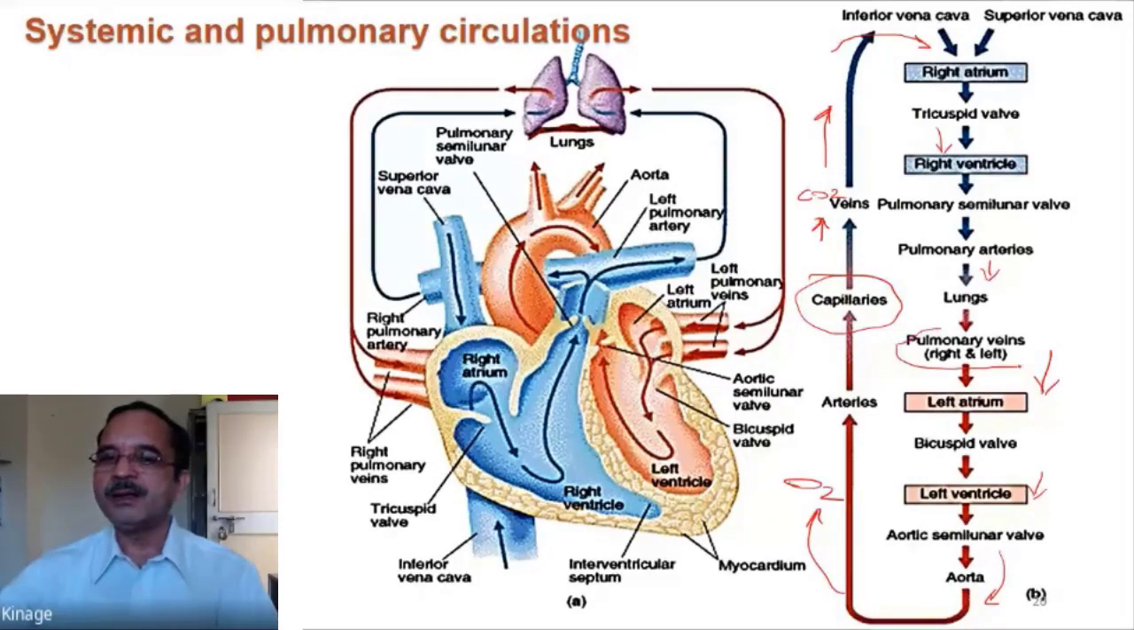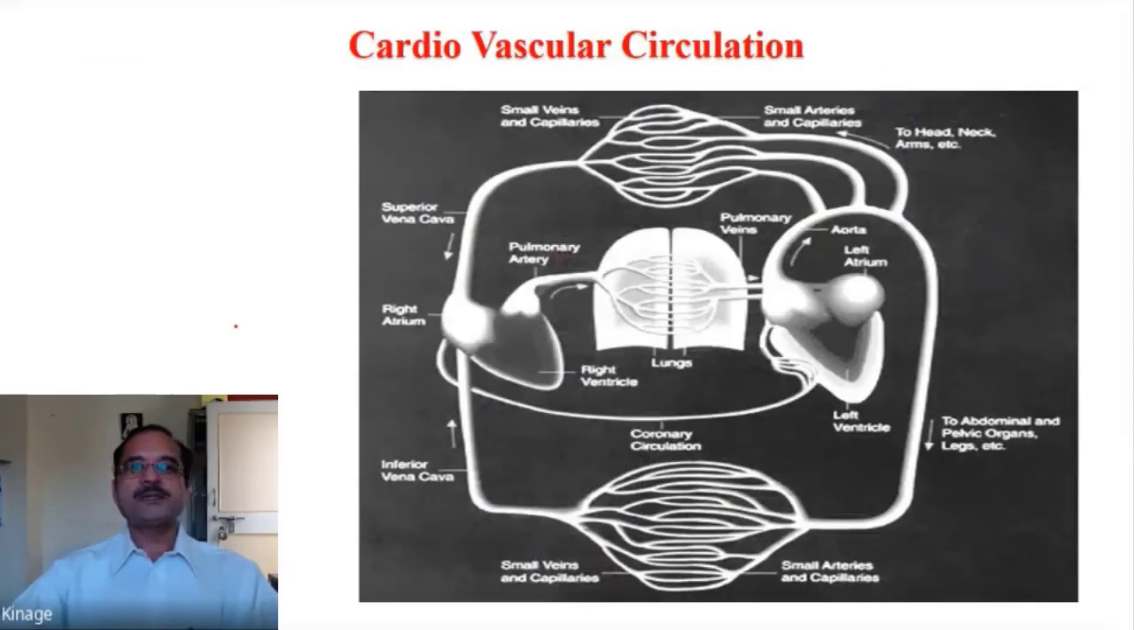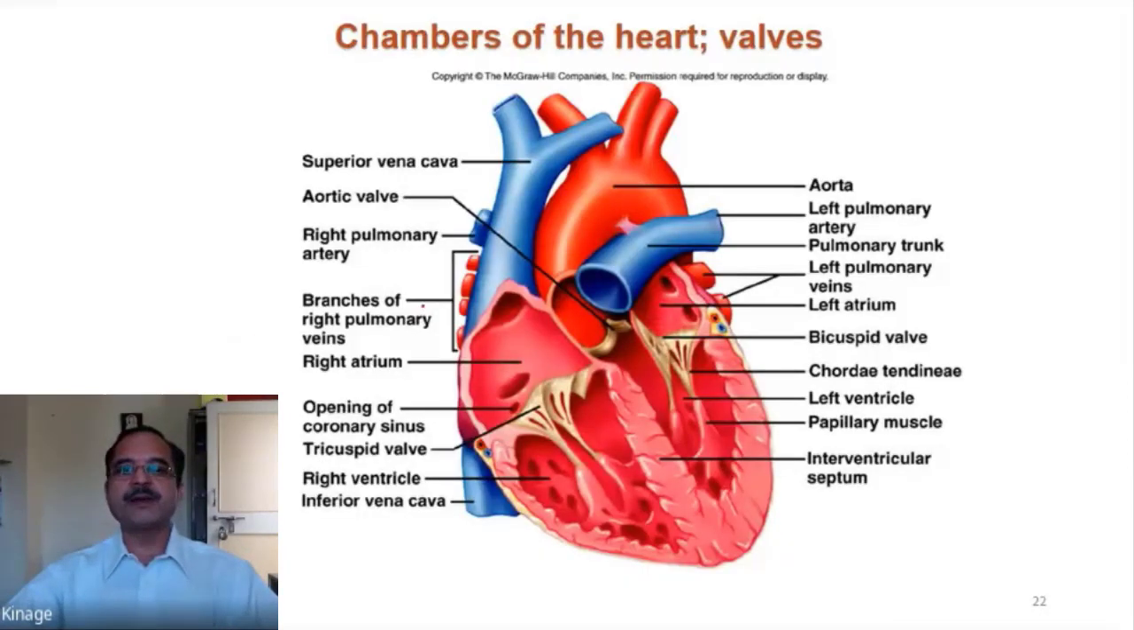And here, in the lungs, the exchange of carbon dioxide and oxygen takes place. So this is the working of this cardiovascular system. This same thing is actually repeating in different types of diagrams.